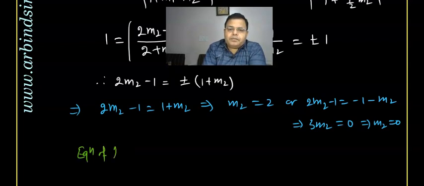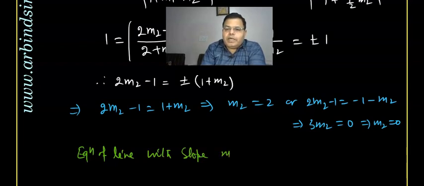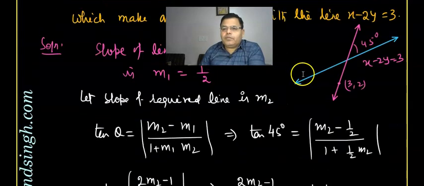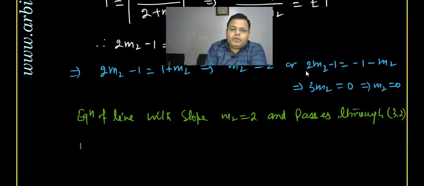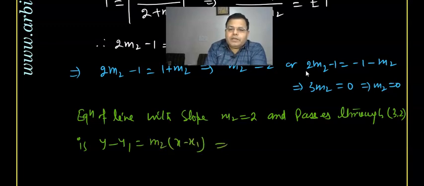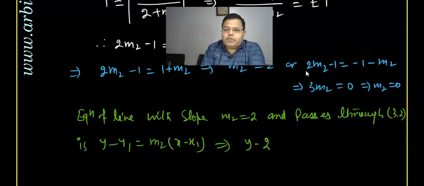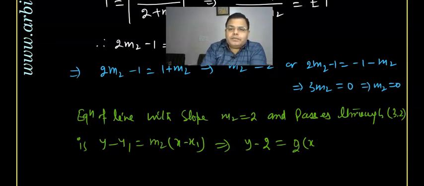Equation of line with slope, the first value of m2, m2 is equal to 3, and passes through the given point 3 comma 2. The equation is y minus y1 is equal to m2 into x minus x1. This implies y minus 2 is equal to m2, which is 3, into x minus 3.